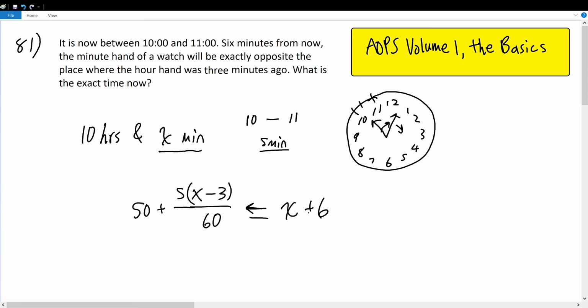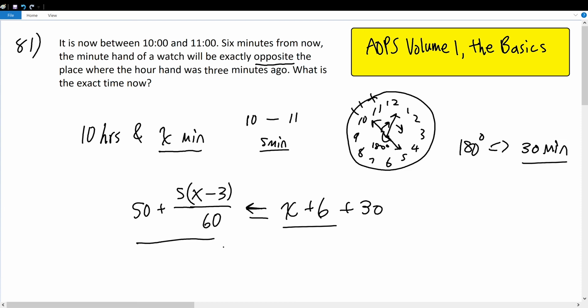And you might be thinking, well, we're done here. But are we really done? Because think about it. If 6 minutes from now, the minute hand of a watch will be exactly opposite the place where the hour hand was 3 minutes ago, the minute hand must be somewhere here. And what does this form if it's exactly opposite to the hour hand? This forms a 180-degree angle. And how many minutes does 180 degrees on a clock correspond with? Well, that corresponds with 30 minutes on a clock. So with this understanding, that must mean we must add another 30 to X plus 6 to get to the place where the hour hand was 3 minutes ago.